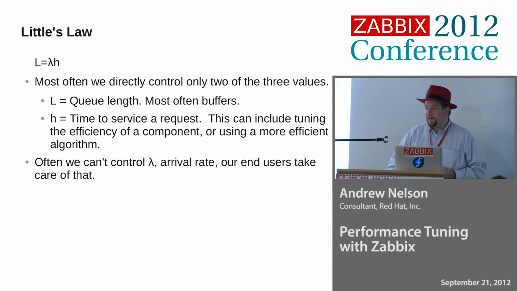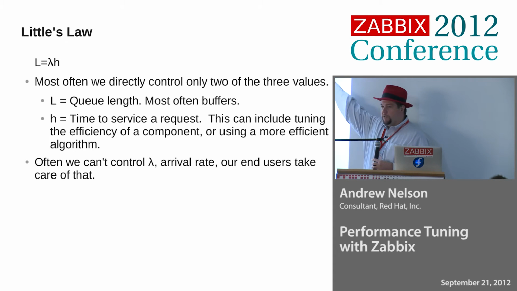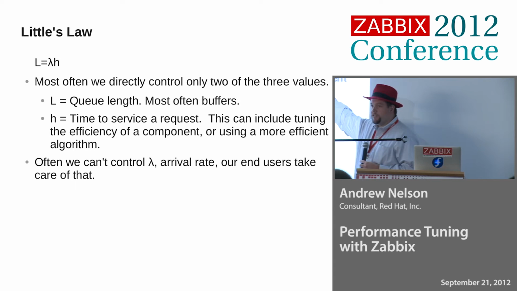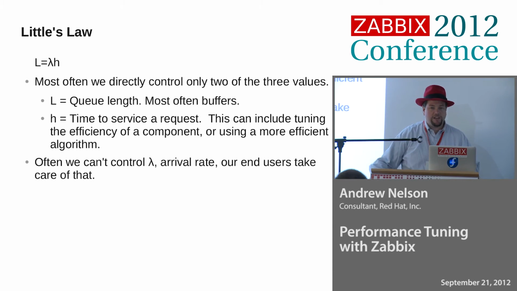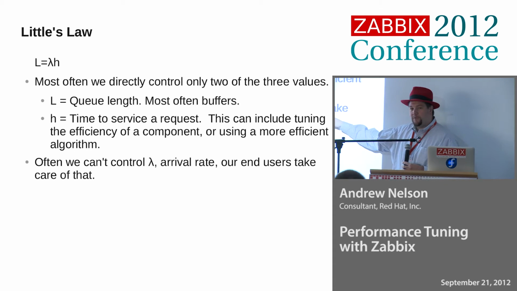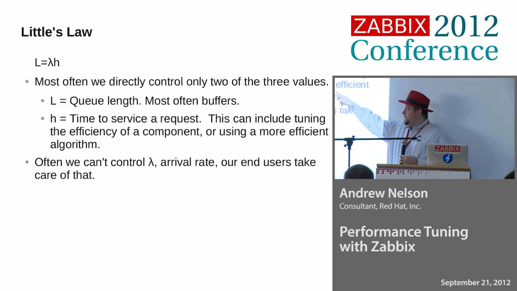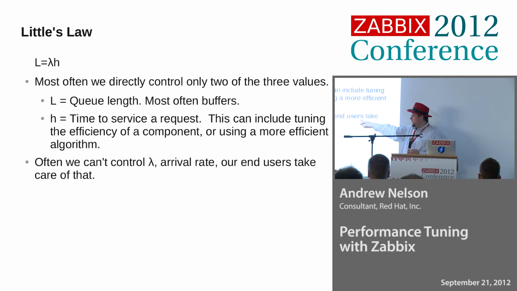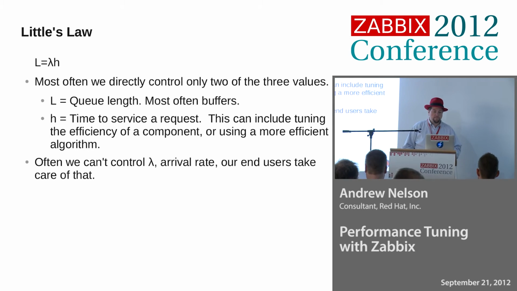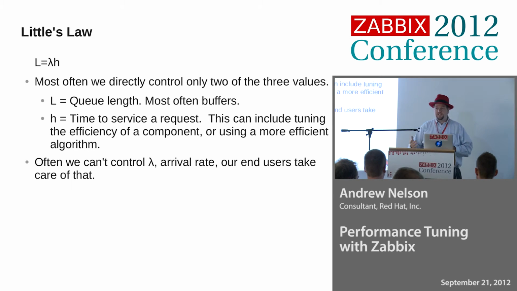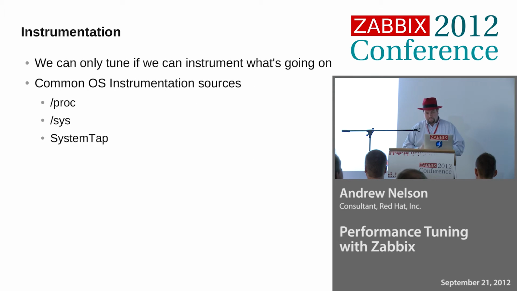But instead, most often, what do we do? We're going to be doing the queue length, which is our buffers. And we're also going to be changing the time to service a request, which, like I say, is kind of the arrival rate at the micro scale, but at the macro scale, it's the time to service, which is often disks, networks, and things like that we can speed up.